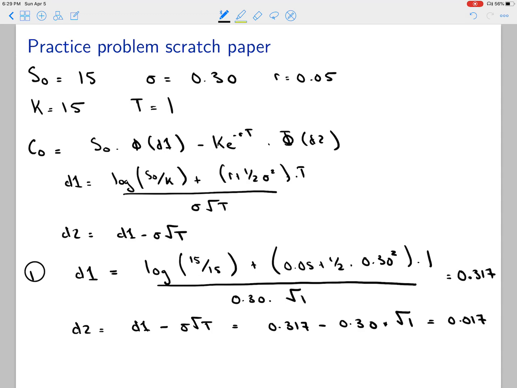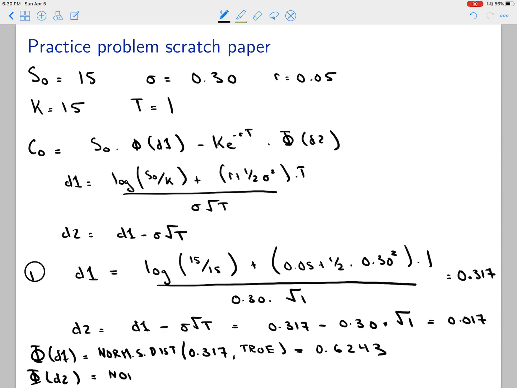Next, what we're going to do is calculate phi of D1 and phi of D2. Phi of D1 is going to be equal to, we go into Excel, we type in norm.s.dist. We take D1, which is 0.317, and we type in true. Hit enter on Excel, and you're going to see this is 0.6243. Phi of D2, similarly, type in norm.s.dist on Excel. Take D2, 0.017, and true. And this is equal to 0.5066. These are the phis we need. All you do is plug and chug on Excel, no problem whatsoever.